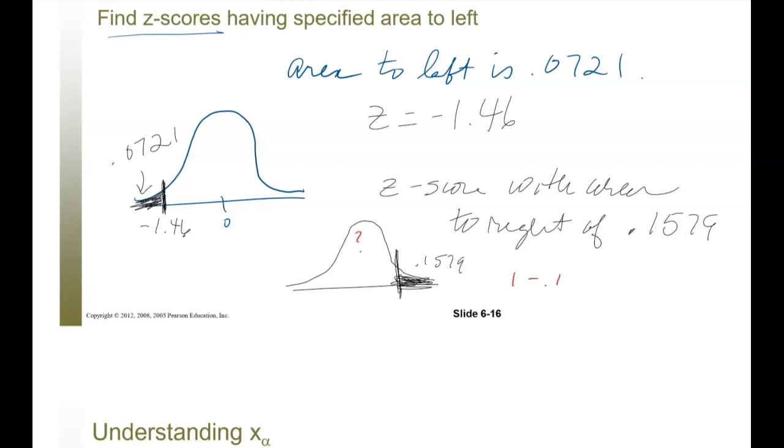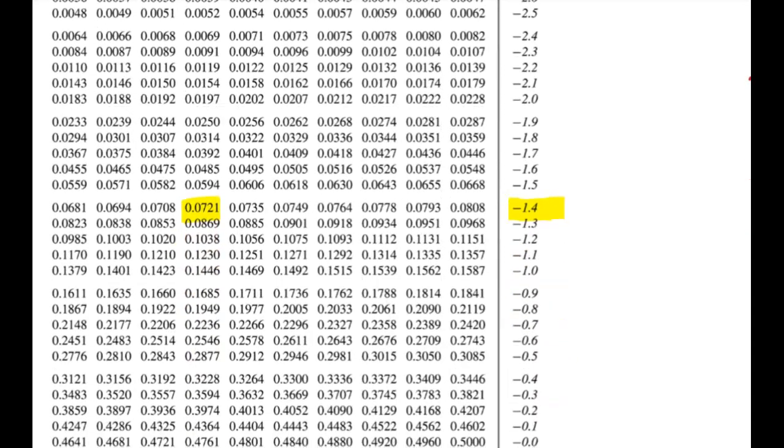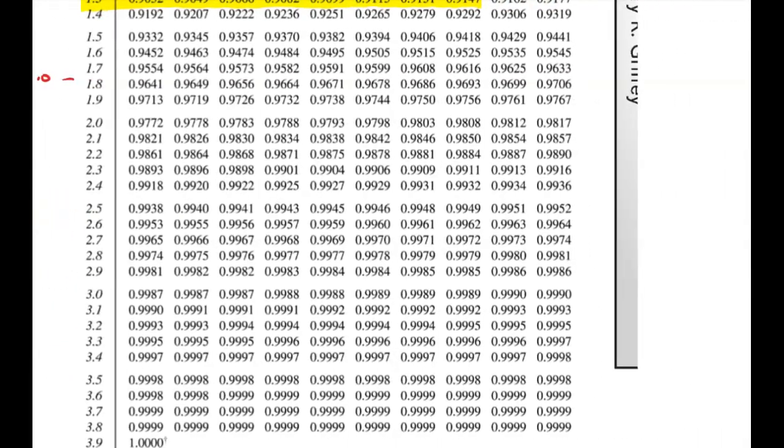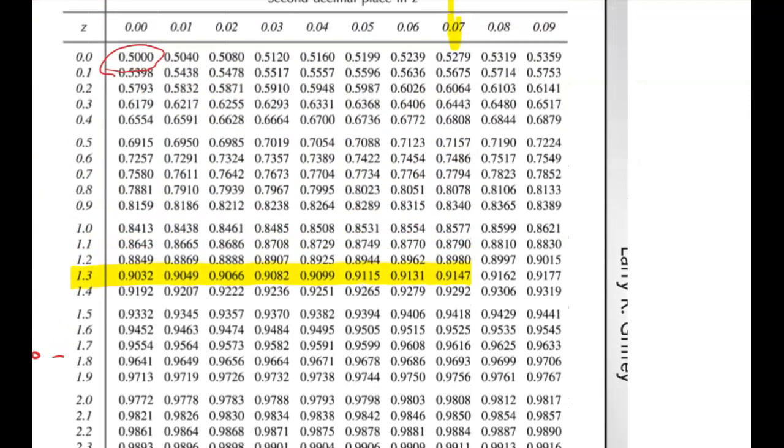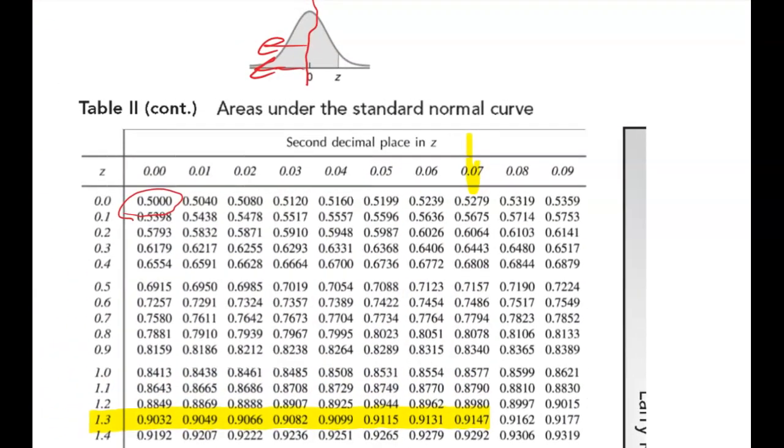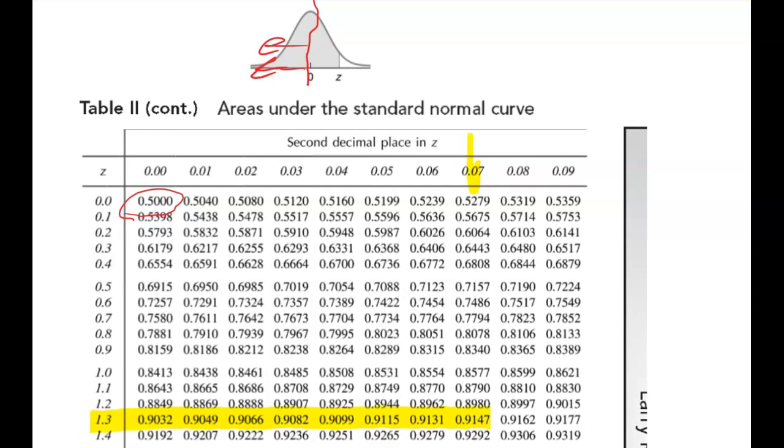I go 1 minus 0.1579. Do that real quick. And I get 0.8421. This is the area I have to look up. And that will then give me this number, 0.8421. All right, so go to my page. Well, these are too small. 0.8421. All right, so here's the deal.